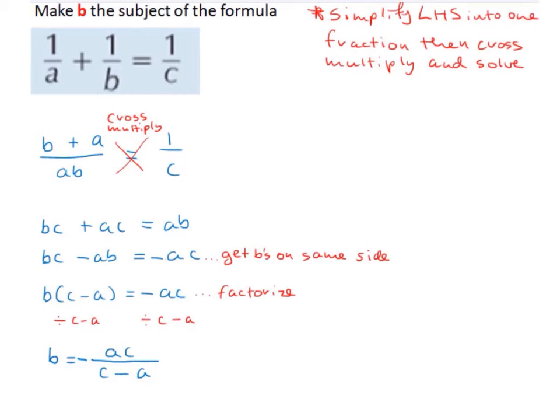We're going to factorize and take out the B. B into BC leaves me with C. B into minus AB leaves me with minus A. And then we have minus AC still on the right hand side. So we factorized in that step.